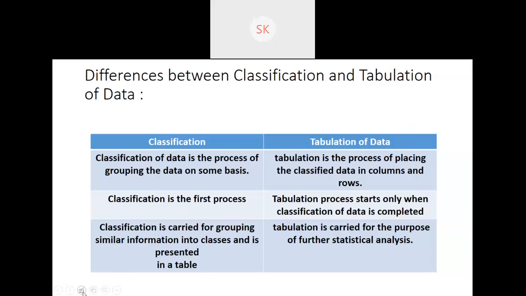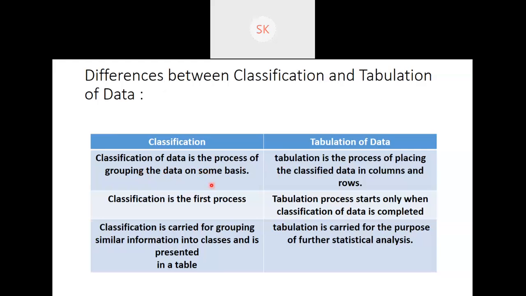Let's continue. Now let's discuss a few differences between classification and tabulation of data. Classification, on a broader perspective, or just when you see the terms, also means to arrange the data or group the data. Tabulation also means to group the data, once you just see the terms. But in depth, when we understand classification and tabulation, there are very few differences. Let us understand those differences.